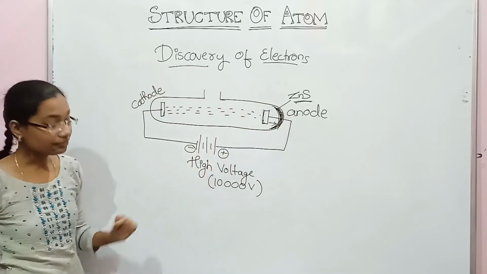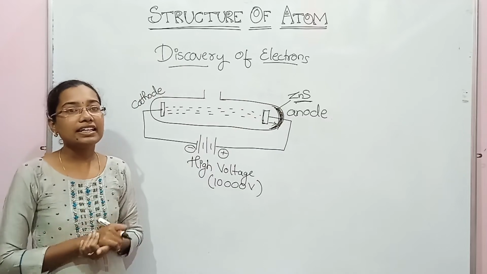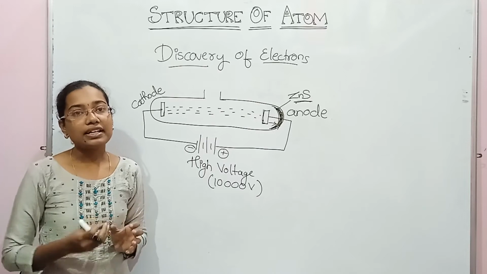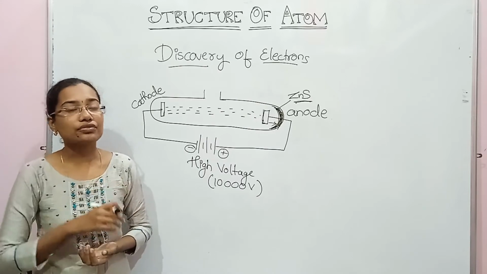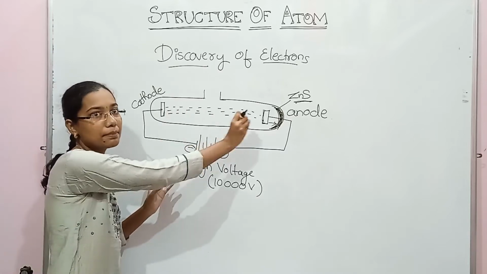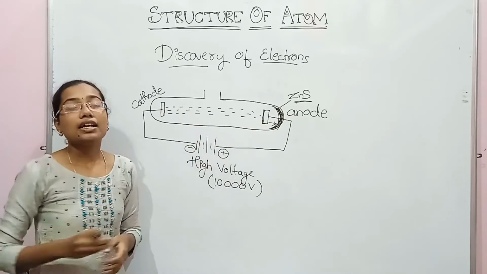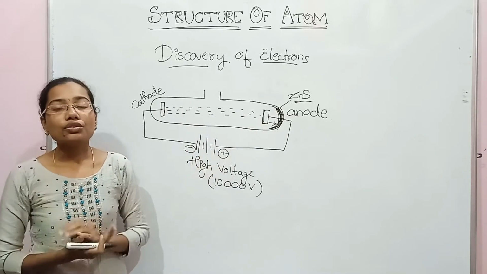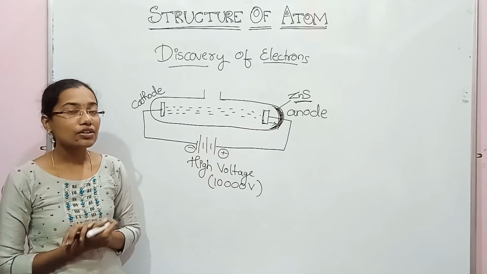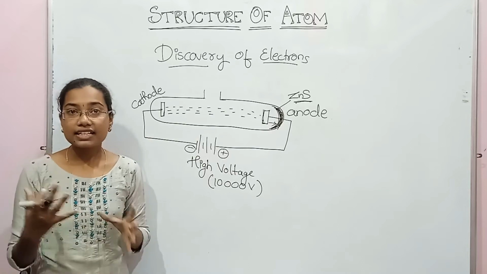Then he did another experiment using electric and magnetic fields. By this experiment, he got to know the charge of the electron. We now know that electrons are moving from one end to the other, but we don't know the charge of the electron. To find out the charge of electrons, he did another experiment. We'll see that one.